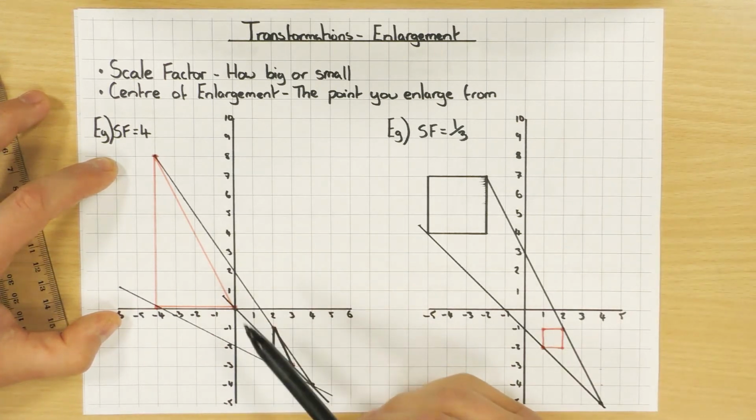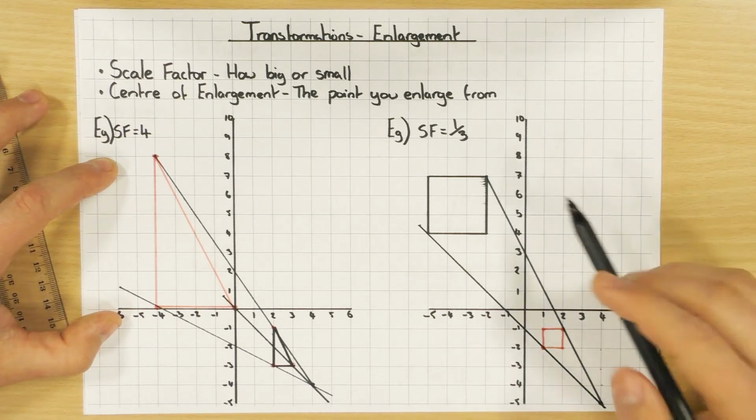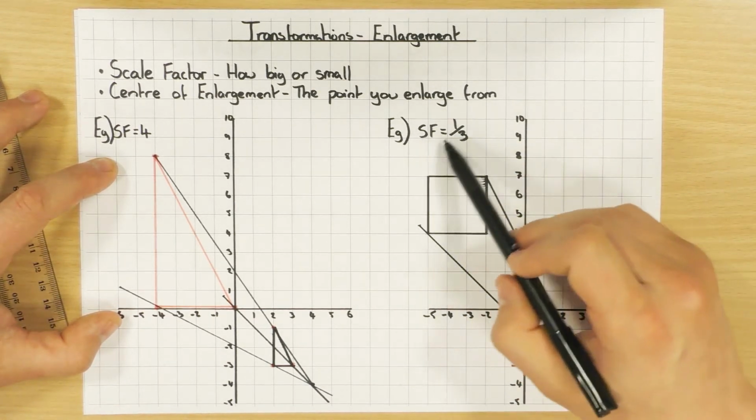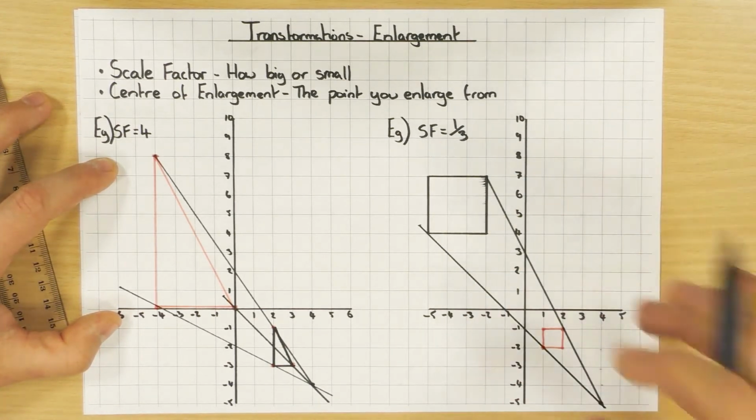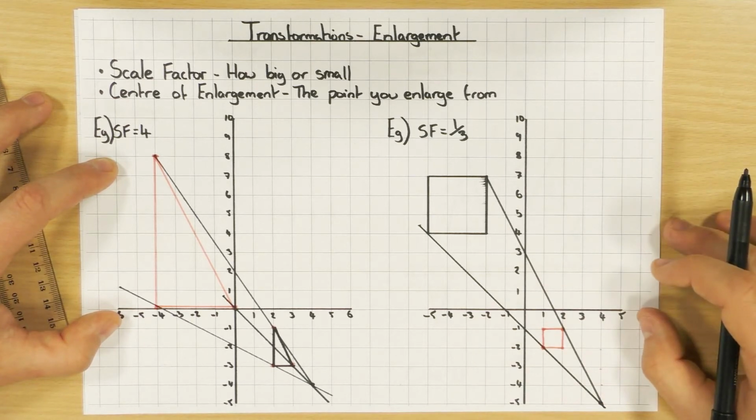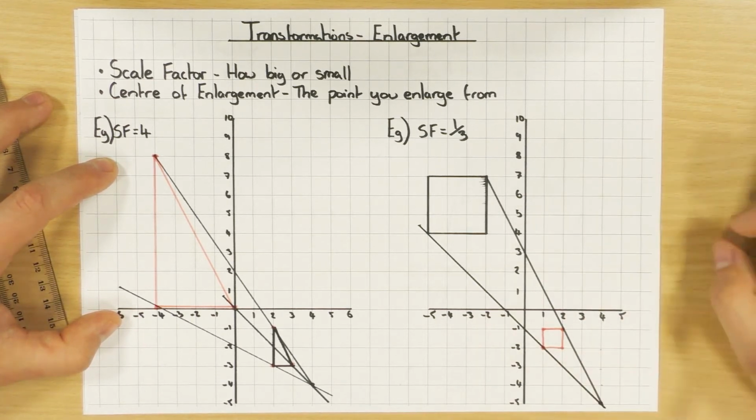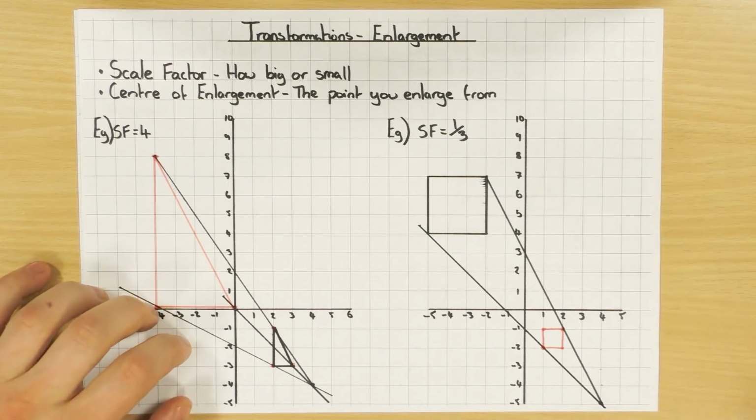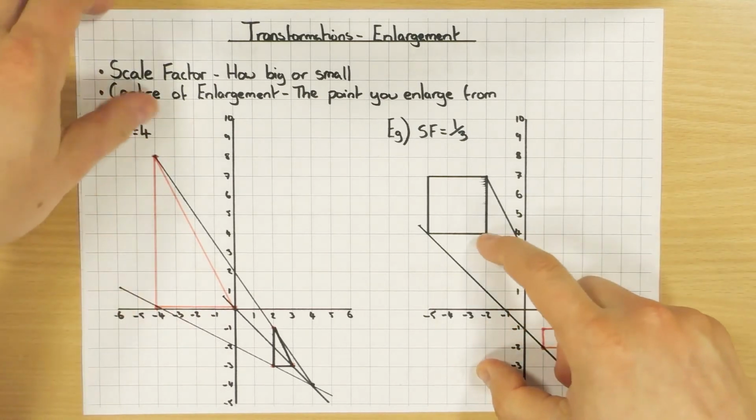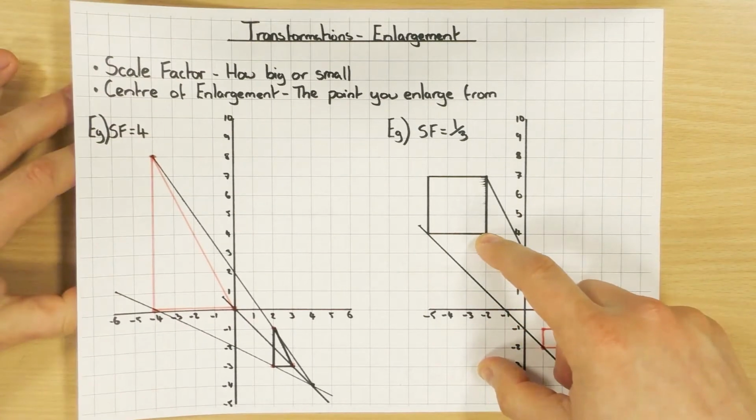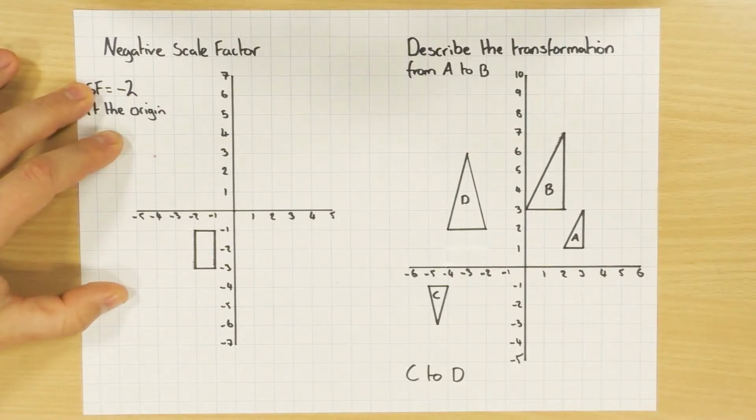And just like before, if you know what the shape's going to look like when you enlarge it, or in this case, make it smaller, make sure you get that on the page, because you will get marks even if it's in the wrong spot. But that's how you can get it in the right spot. So that's scale factor, positive, and as a fraction.